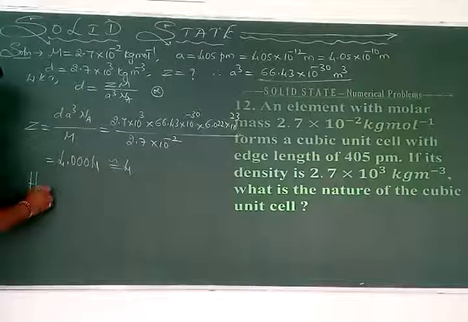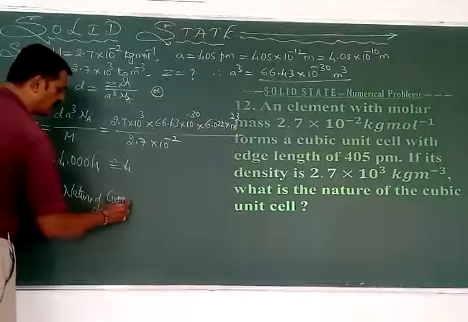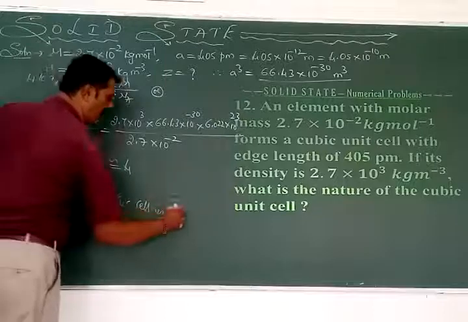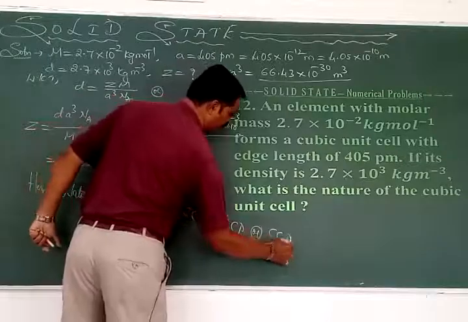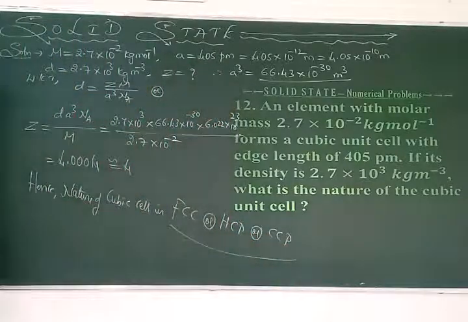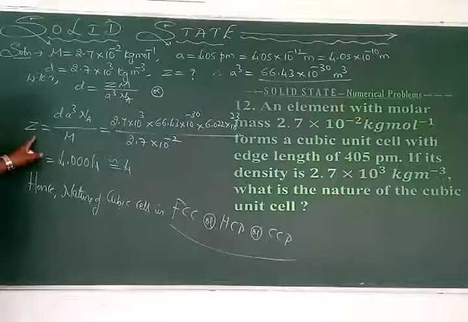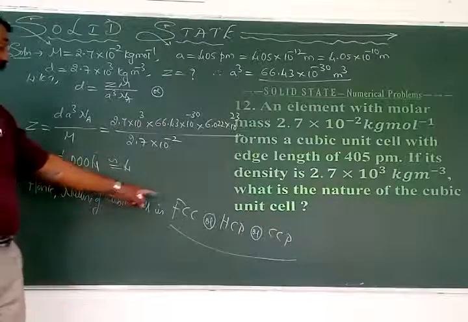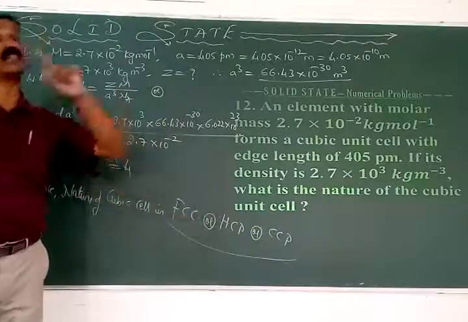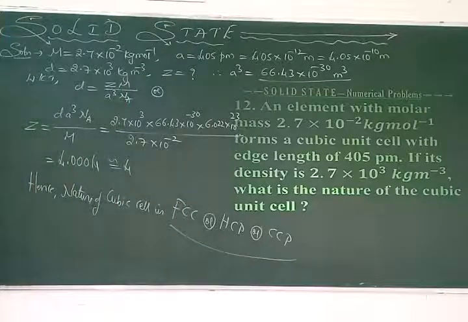Hence, the nature of the cubic unit cell is either FCC, HCP or CCP, because all will have Z equal to 4: face-centered cubic, hexagonal close packing, or sometimes cubic close packing. The nature of the cubic unit cell is decided by the value of Z. If it is 1, it is simple cubic. If it is 2, it is body-centered cubic. If it is 4, it is either face-centered cubic, hexagonal close packing, or cubic close packing. Okay, so let's move on to the 13th one here.